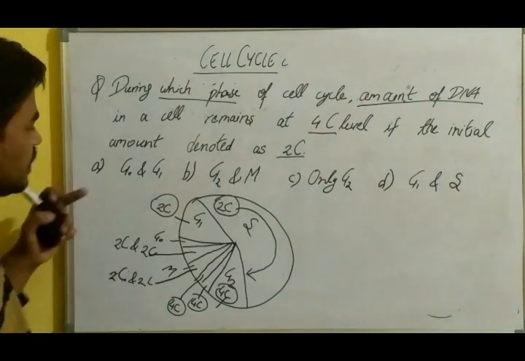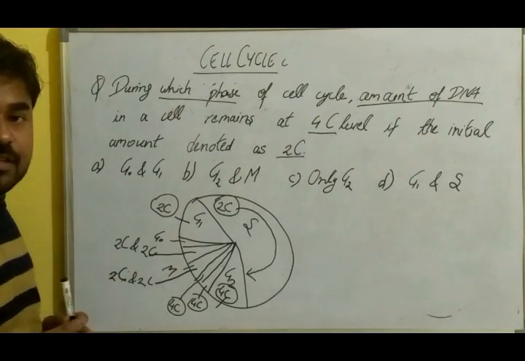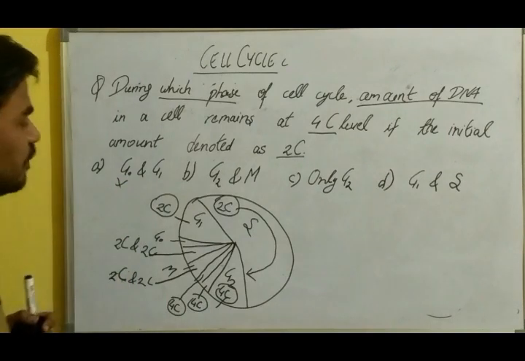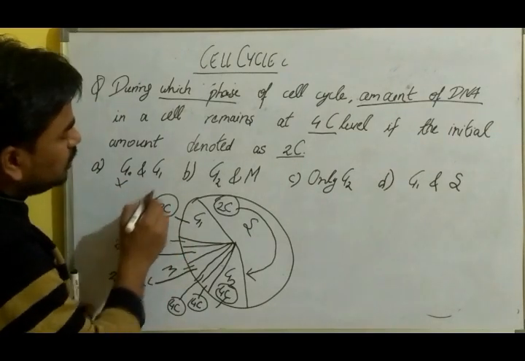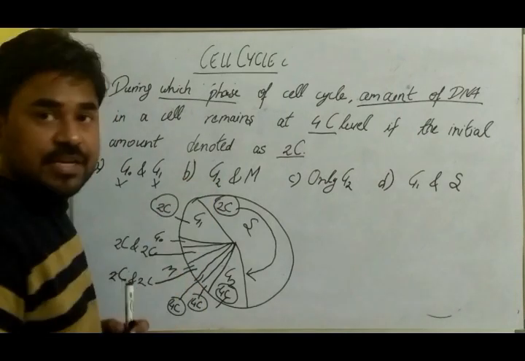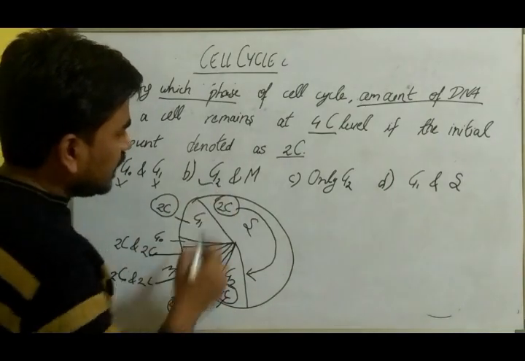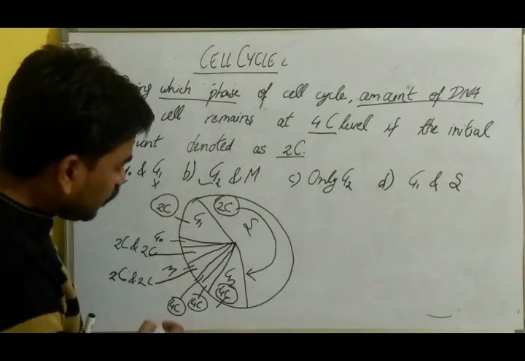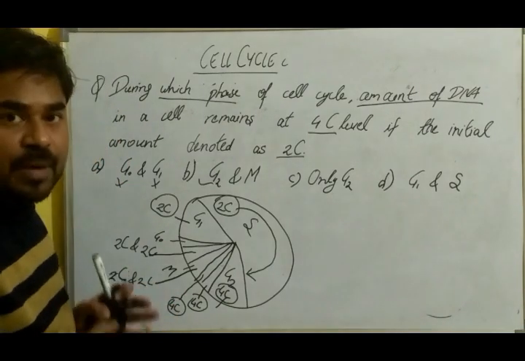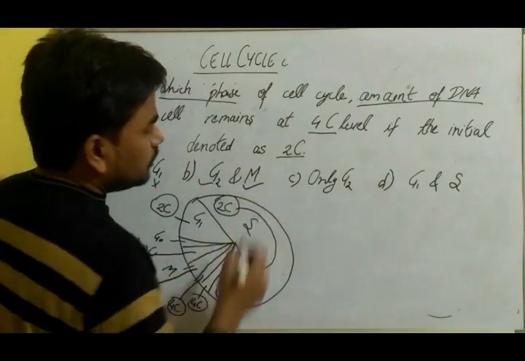So the first option is G0 and G1. G0 is the arresting phase, so this is wrong. And in G1 phase, the amount of DNA is 2C, so this is also wrong. In the second option, that is option B, G2 is 4C, so this is correct. In M phase also, the amount of DNA is 4C, but from the anaphase, it will divide into two equal parts, 2C and 2C. So this can also be correct.